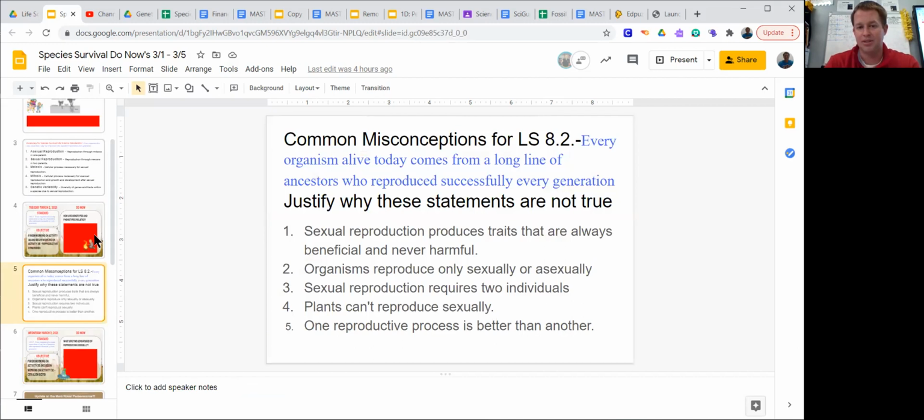These are misconceptions. You need to make sure that you understand why these statements are not true.